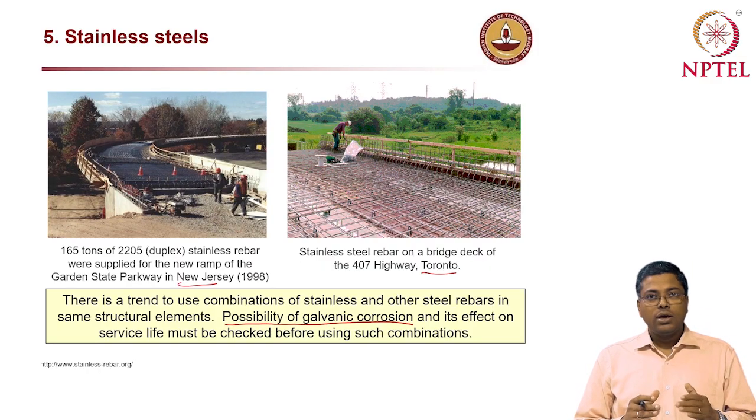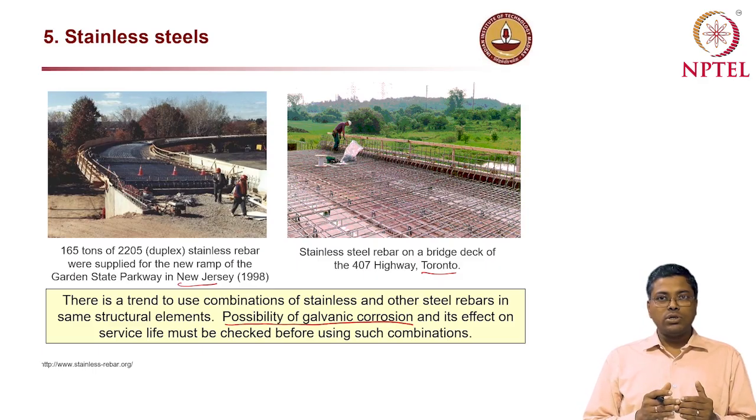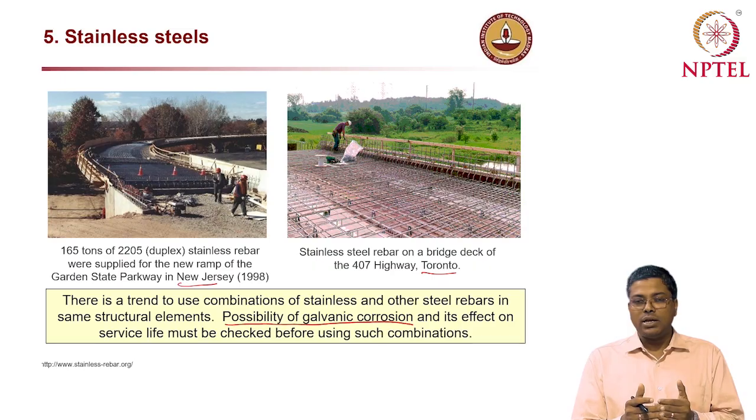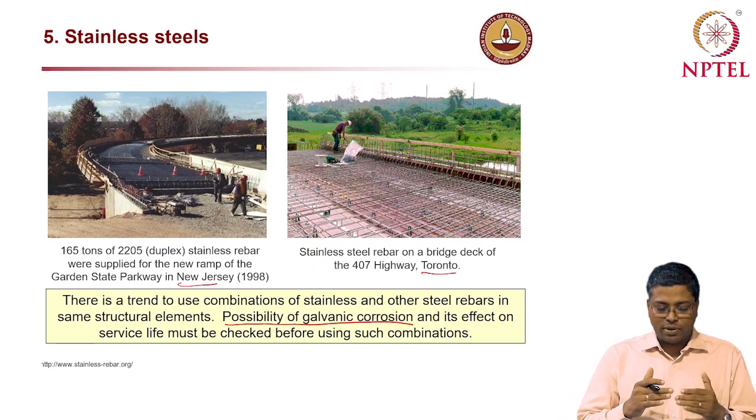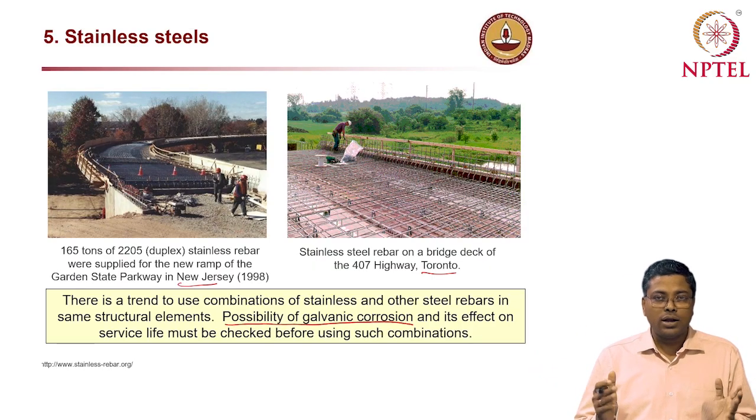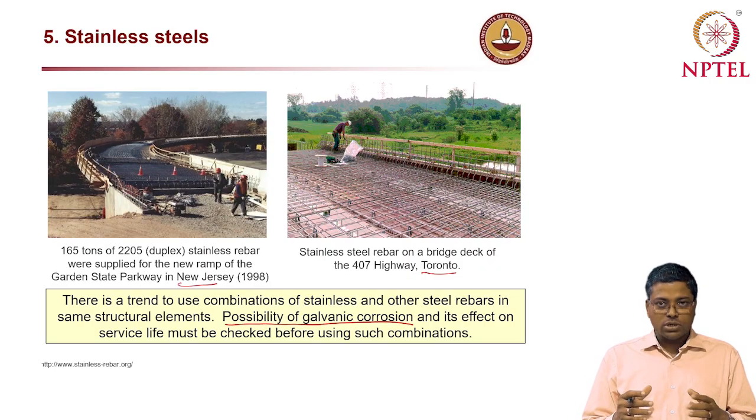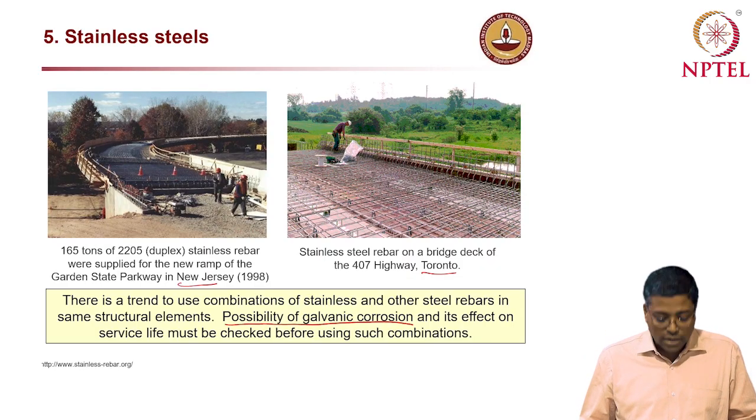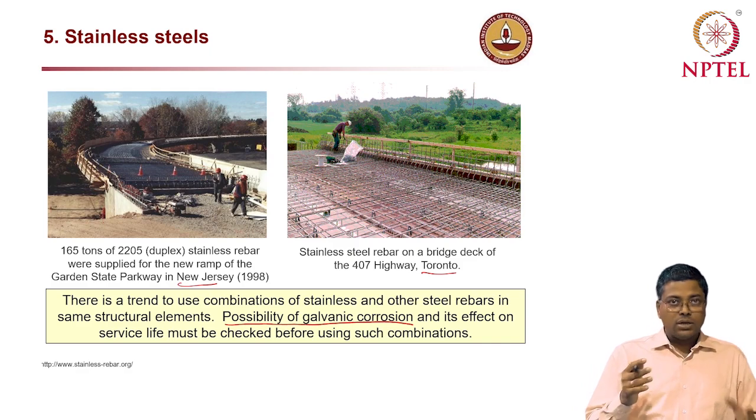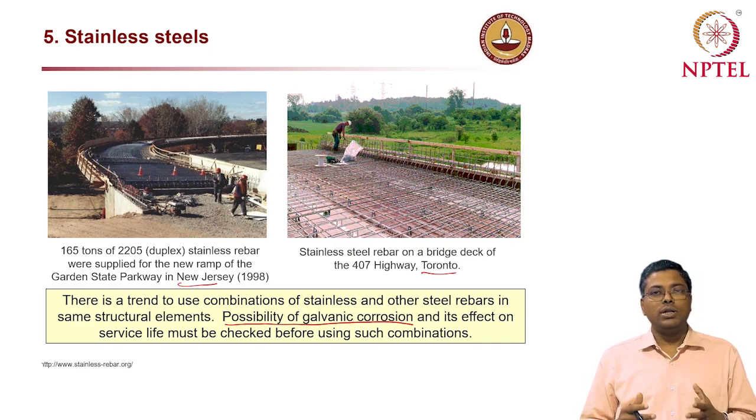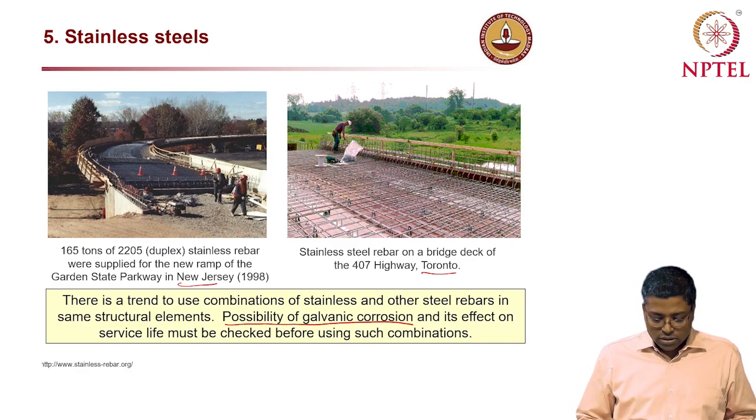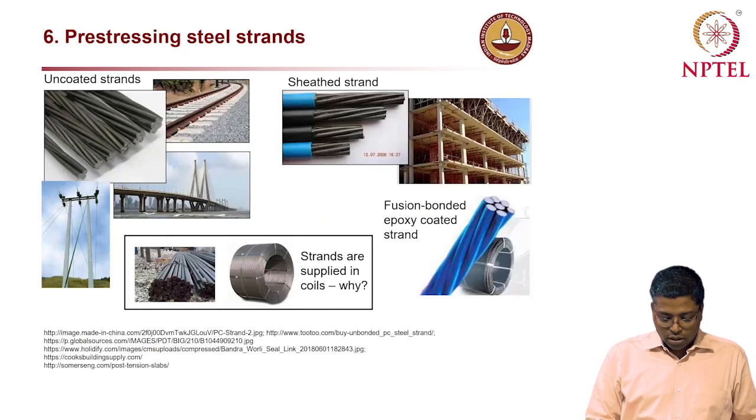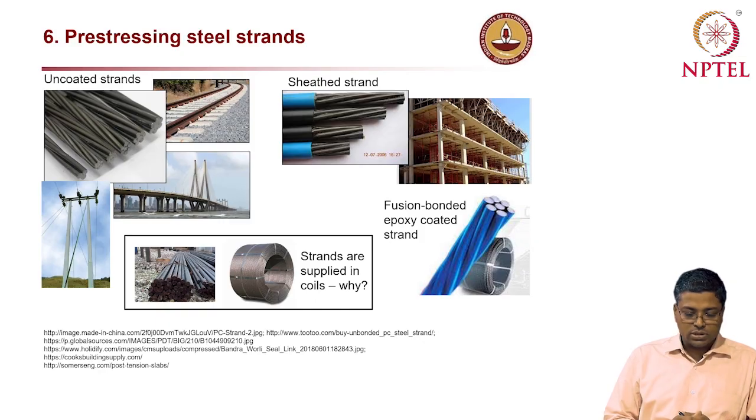And we must check the impact of this galvanic corrosion on the desired service life, not just the immediate future. If something is designed for 100 years, this galvanic corrosion should not lead to any significant problem over that time period. So the galvanic current should be so low that even after 100 years there is no significant problem. That must be checked before recommending such combinations.